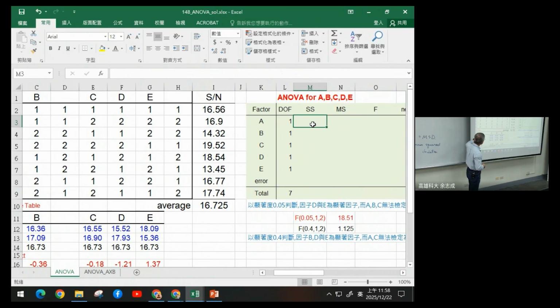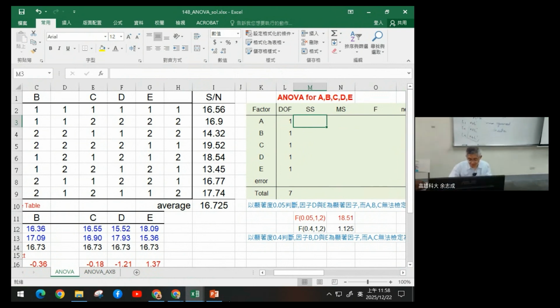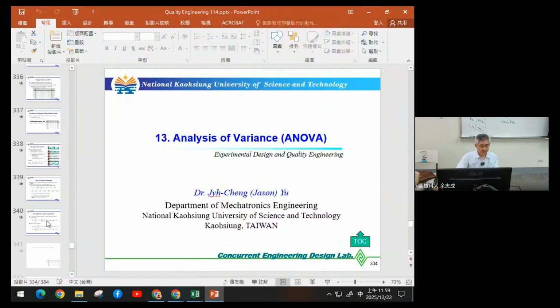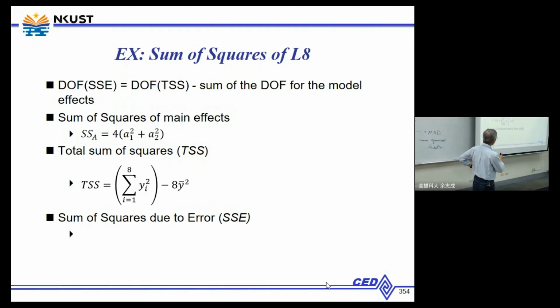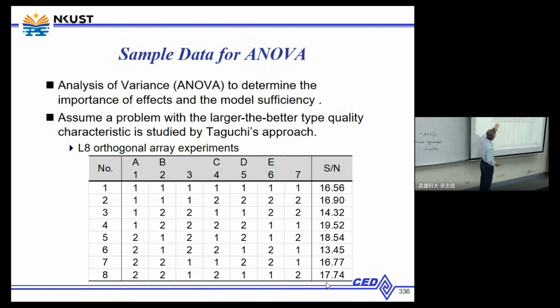So to calculate the sum of square due to A, it will be the summation of A1 squared and A2 squared, multiplied by 4. Just like the PPT, the sum of square due to A will be A1 squared plus A2 squared, and each will repeat 4 times in the L8, right? 8 experiments, 4 times, 4 times. So 4 A1 squared, 4 A2 squared.